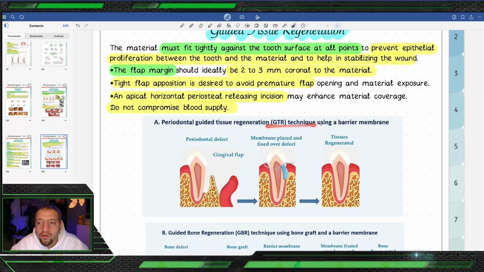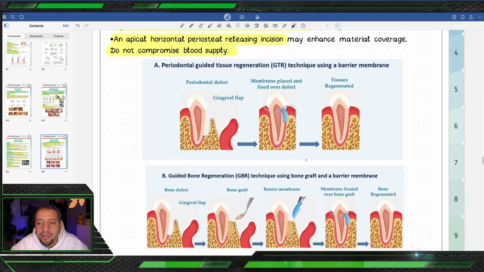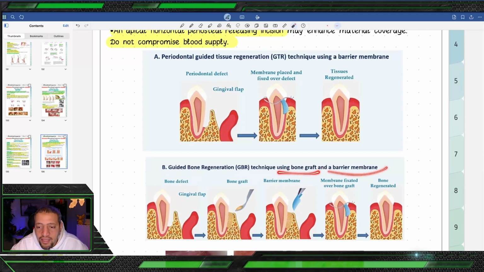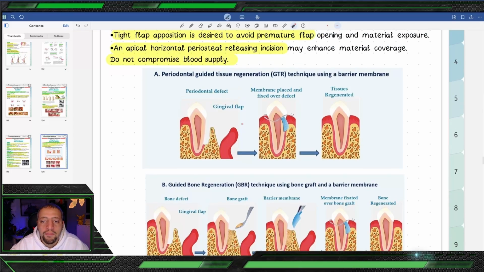So as you see here, GTR using a barrier membrane, and here GTR using a bone graft and a barrier membrane. So it can be done with a bone graft or with only a membrane. Does it reflect the extent of the bone defect? No, it does not. So you can use it this way or that way. It's up to you. Okay?